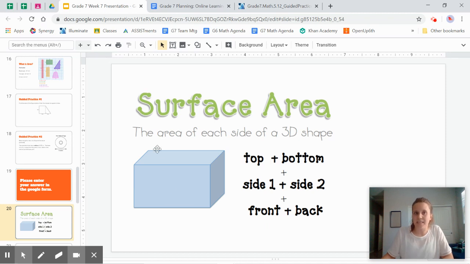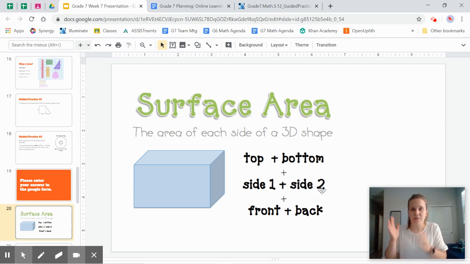Surface area, remember, is the area of each side of a 3D shape, and it's the sum or the total amount of all those areas. So one strategy that I really like to use is thinking about all the different faces separately and adding them together, okay? So I like to think of the top side's area and the bottom side's area together because the area of the top and the bottom are the same. Think about a shoebox. The size of the lid is the same as the size of the bottom.